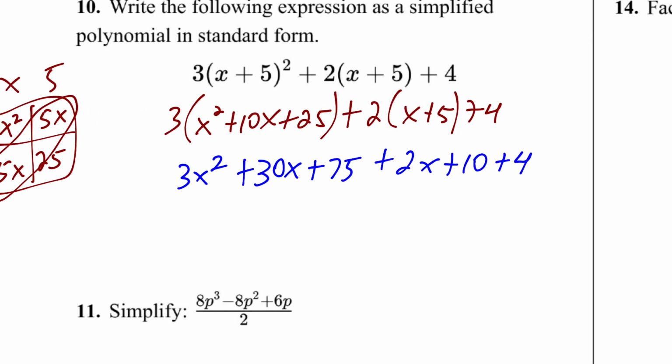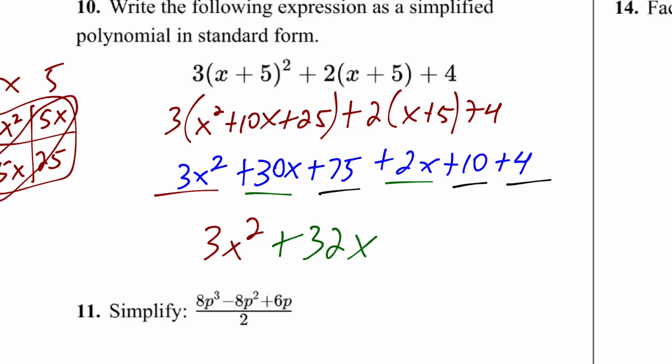If I combine like terms, there's only one x squared. I can combine a couple different x's here. I have 30 and 2, so that's 32x. And then for the numbers, there's 75 and 10 and 4. So that gives me plus 89.